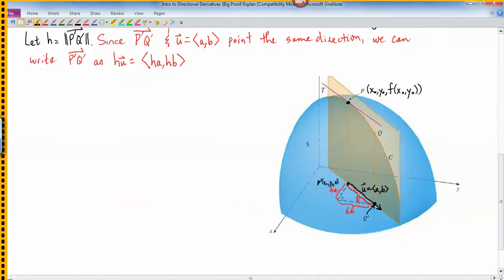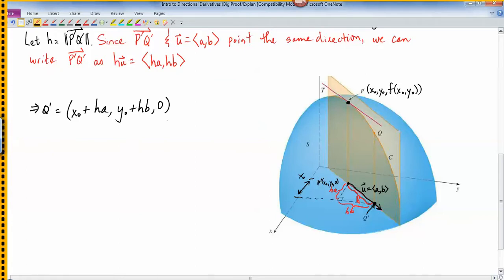So what this tells us, therefore, is that the x value for Q prime is really x naught plus HB. No, sorry, x naught plus HA, because Q matches up with that on the x-axis. So it's x naught here, and then this length was HA. So it's x naught plus HA. And then the y value was originally at y naught, and then I moved over HB units. So y naught plus HB. And then the z value is 0 there.